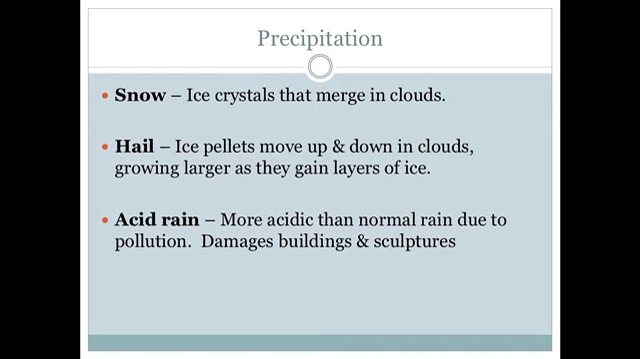Acid rain. This is more acidic than normal rain due to pollution. This type of rain damages buildings and sculptures.